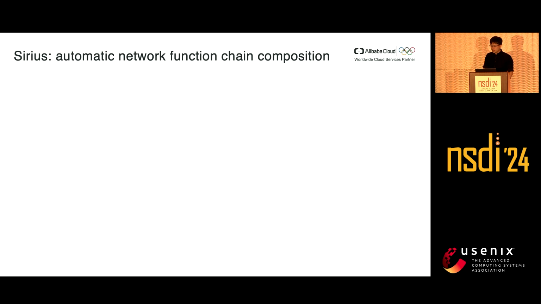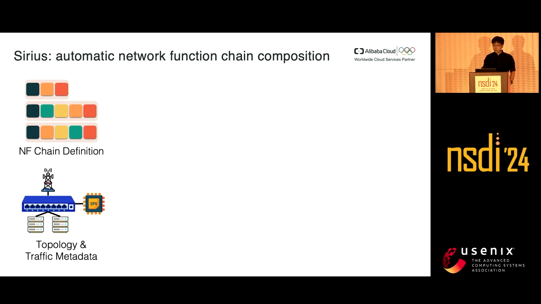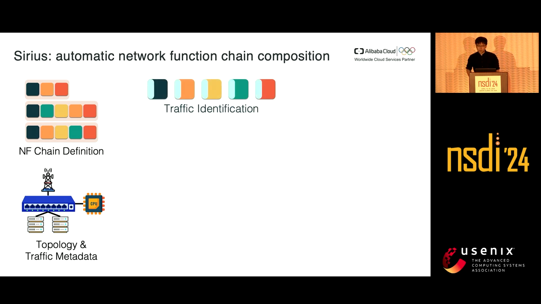So how does Sirius solve this problem? On the left, we have the 2 inputs, and Sirius proposed 3 solutions to solve the 3 challenges separately. So first one is traffic identification. Given the traffic information, Sirius can automatically generate a set of traffic identification tables to tag each packet, so that then the synthesis program can apply the correct network function in sequence. So the key to this generation problem is to generate identification tables that minimize the memory overhead.